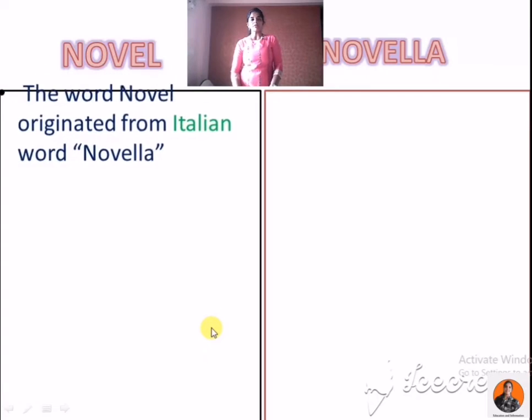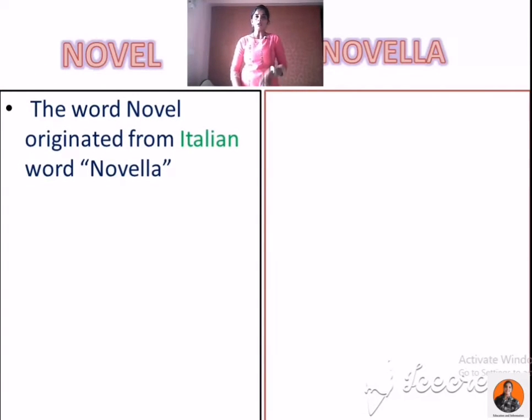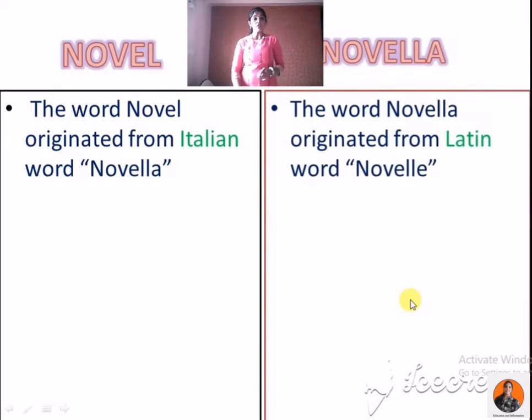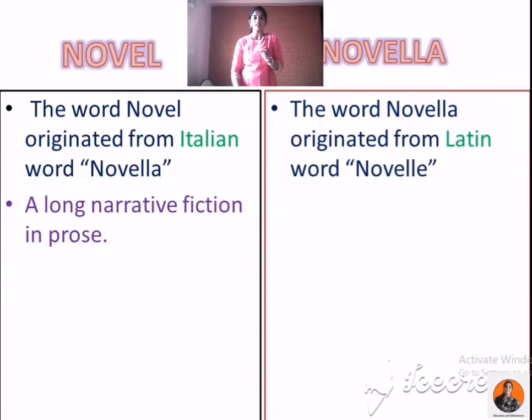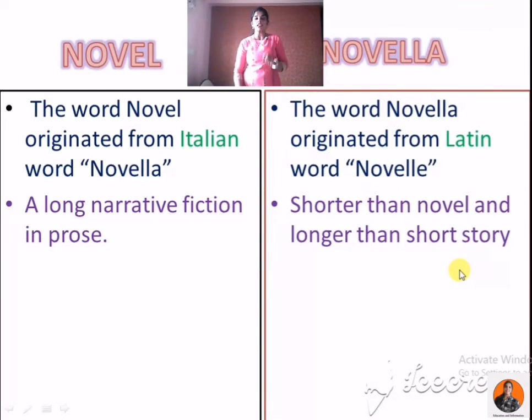The first difference: the word novel originated from the Italian word novella, and the word novella originated from the Latin word novelli. It can be an important question for the board examination, so please be specific about it and be careful while listening and while reading. These are the minor differences between novel and novella. A novel is long narrative fiction in prose, and a novella is shorter than a novel and longer than a short story.